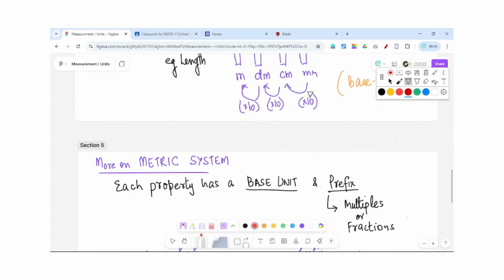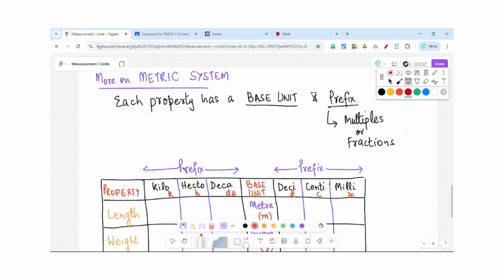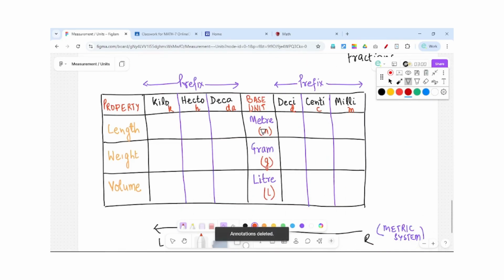Let's see more on the metric system. In this system, for each property we have a base unit, a representative unit. Then in addition to the base unit, we use prefixes to show multiples of the base unit and fractions of the base unit. Let us see this chart, and this chart you should draw in your notebooks and remember it.